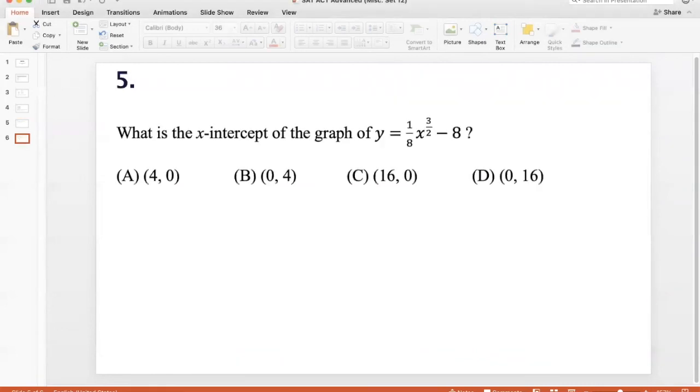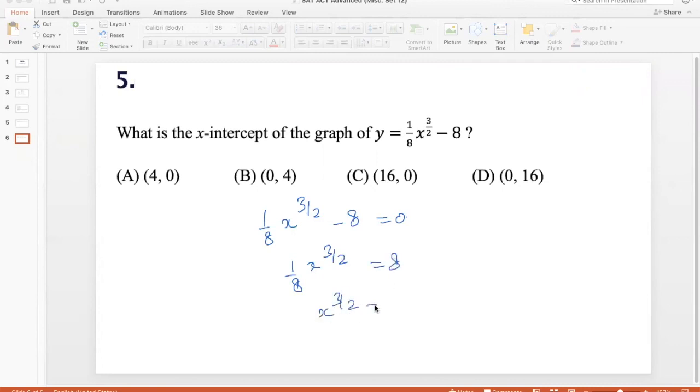Question 5. What is the x-intercept of the graph of y is equal to 1/8 of x to the power 3 by 2 minus 8? So at the x-intercept, the value of y is 0. So I can say 1/8 of x to the power 3 by 2 minus 8 is 0. So 1/8 of x to the power 3 by 2 is 8. So x to the power 3 by 2 is 64.